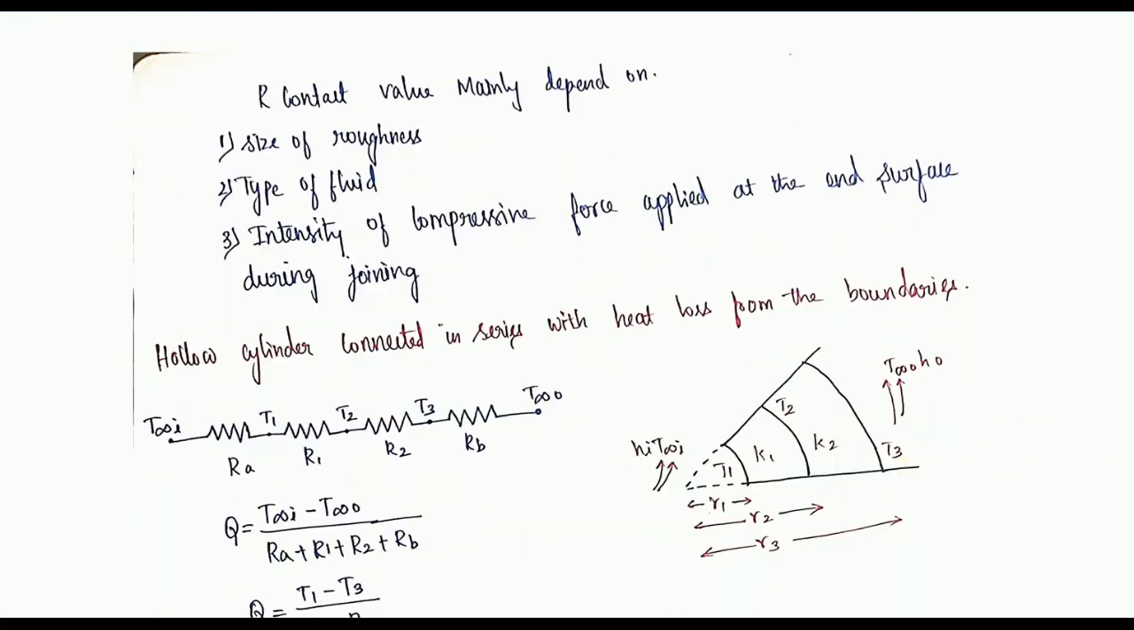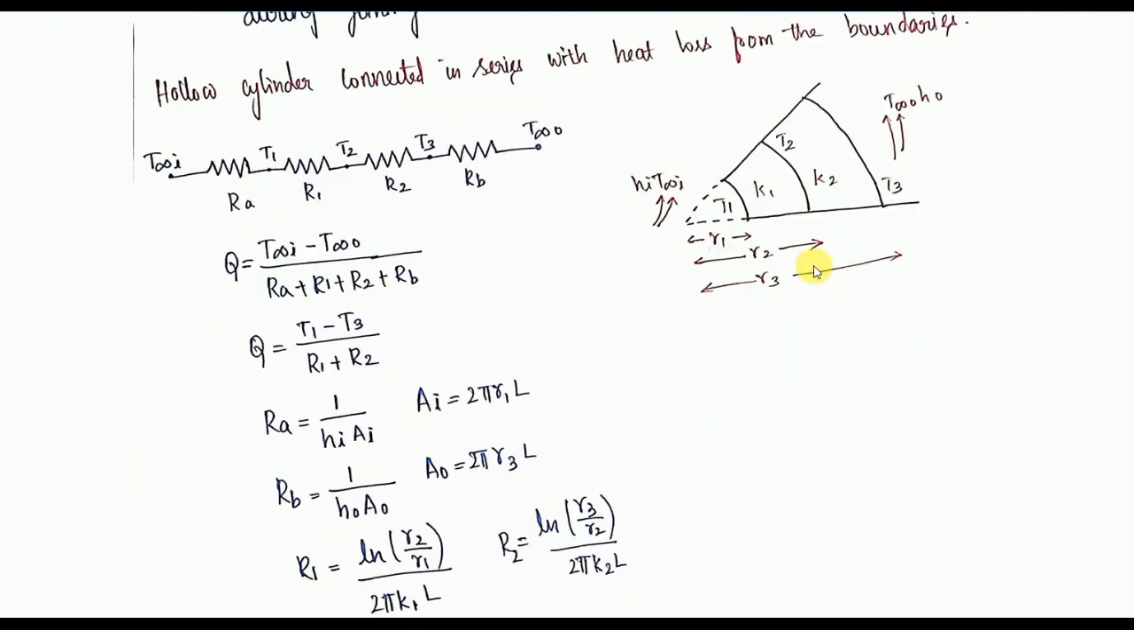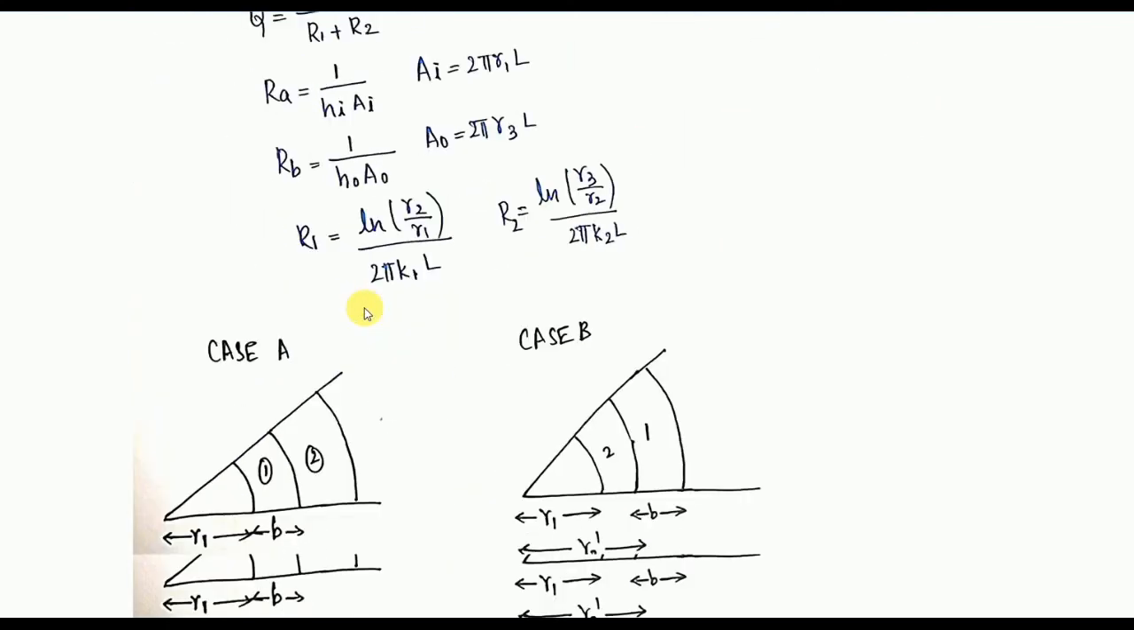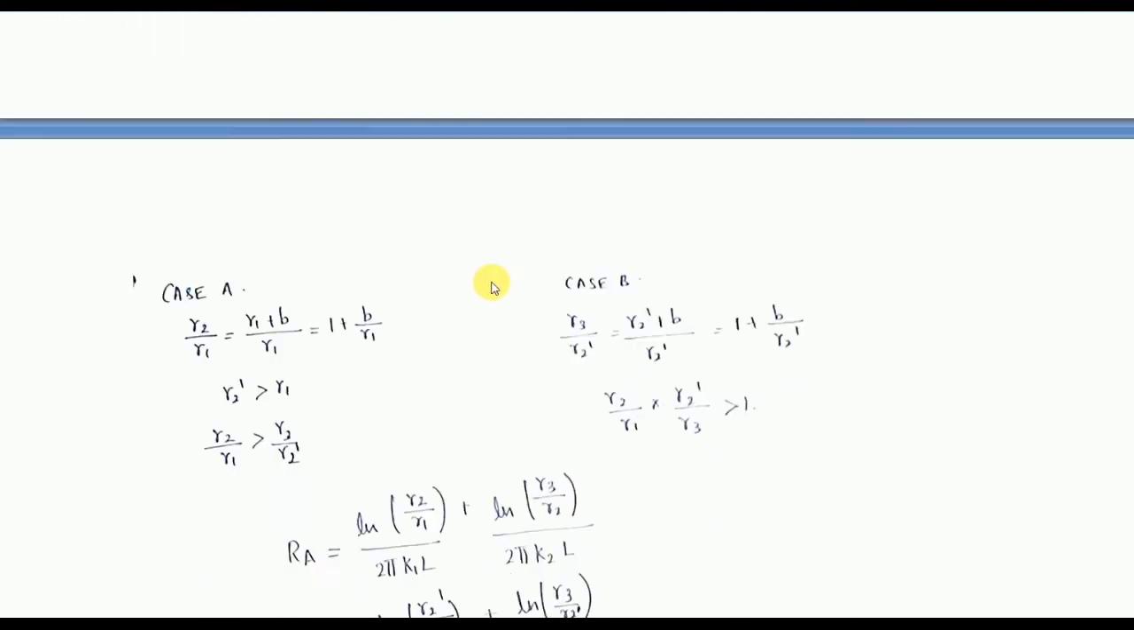Now here you can see a cylinder connected in series with heat loss from the boundaries. We have simply a cylinder connected in series with heat loss. Here I need not stress much, because we are going to derive the R value. We already have these equations and we already have the resistance value. From a GATE point of view, you need to take this formula only, and this is the derivation.